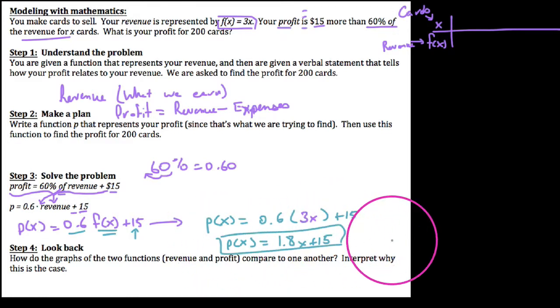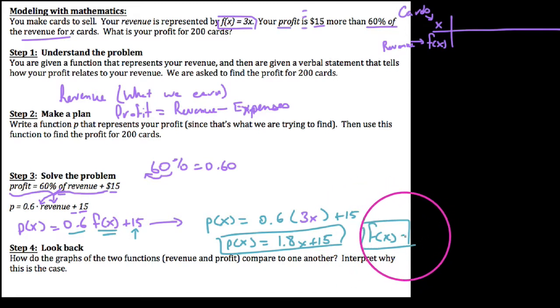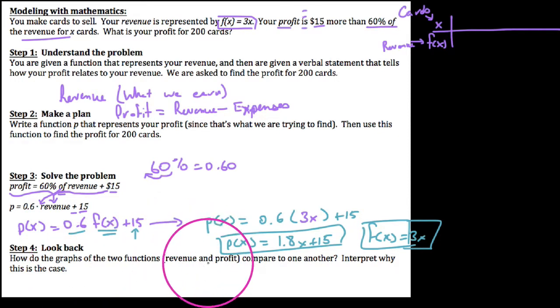So we have a profit equation, and we have a revenue equation, which was f of x equals 3x, okay? That's in there as well. So my question is, how do the graphs of the two functions, revenue and profit, compare to one another, and interpret why this might be the case? So what I intend to do is just hop over to either a graphing calculator, or in this case, since we have Desmos available to us, it would be very, very quick to use that as a tool just to kind of visually investigate this.